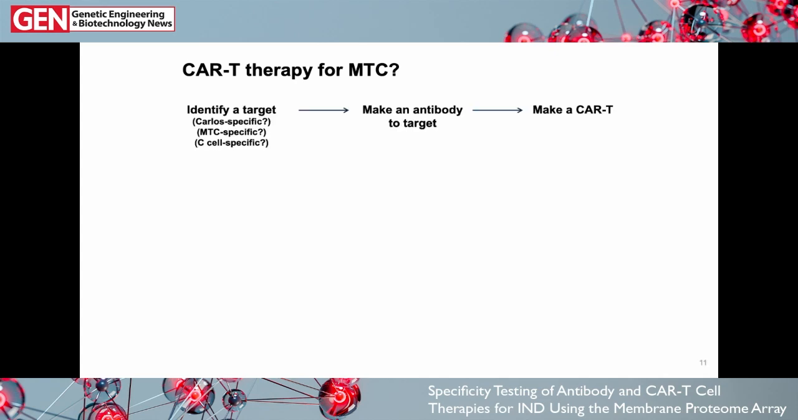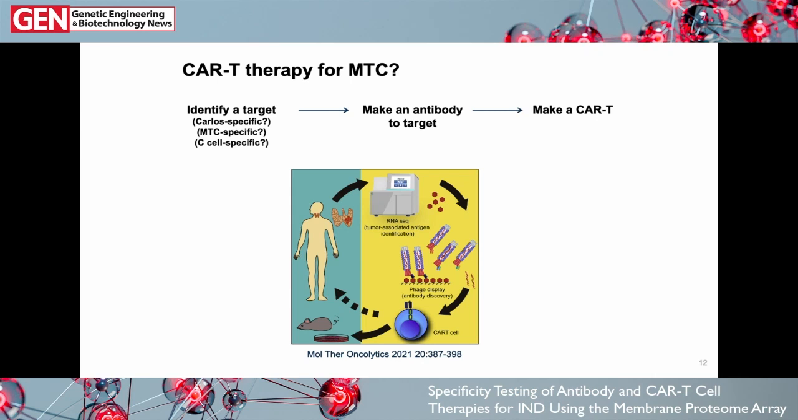The idea would be to identify a target, make an antibody to the target, and then make CAR-T cells that use that antibody fragment. In terms of the target, it could be specific to Carlos's tumor or specific to a target on any patient's medullary thyroid cancer. But the target could simply be something that would not only be present on medullary thyroid cancer, but also on normal C-cell tissue, since all normal C-cell tissue would have been removed during a patient's initial thyroidectomy.